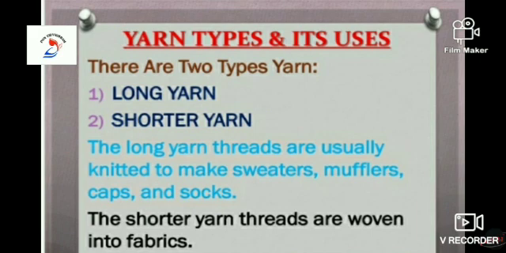Now, let us see about yarn types and its uses. There are 2 types of yarn: long yarn and shorter yarn. Yarn means a thread. The long yarn threads are usually knitted to make sweaters, mufflers, caps and socks. The shorter yarn threads are woven into fabrics. So, fiber, yarn and then fabric, cloth. This is the order which we read last year.